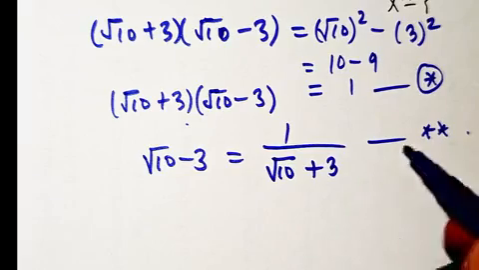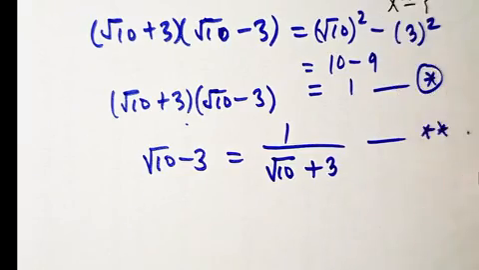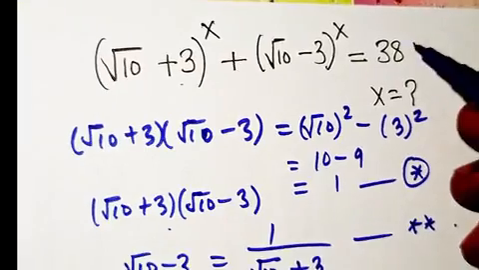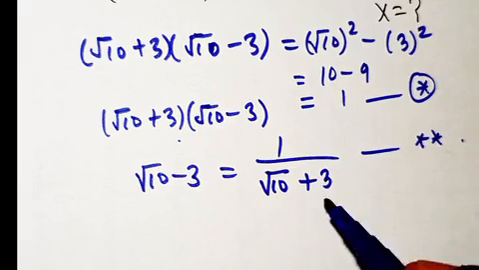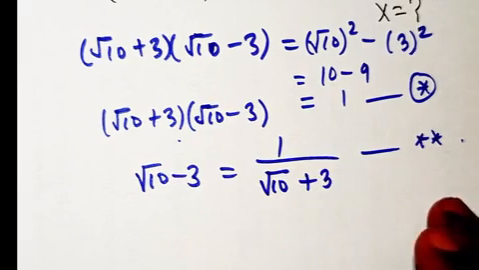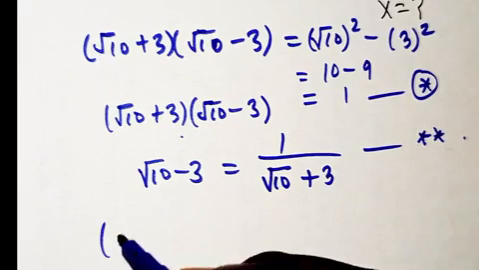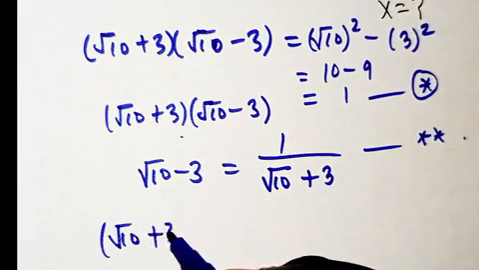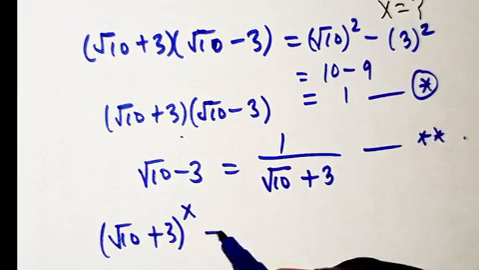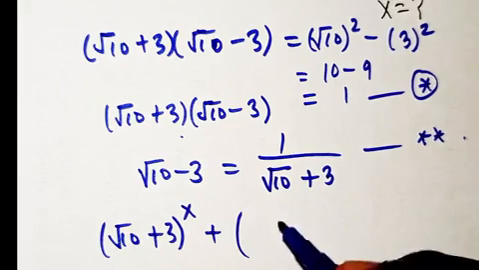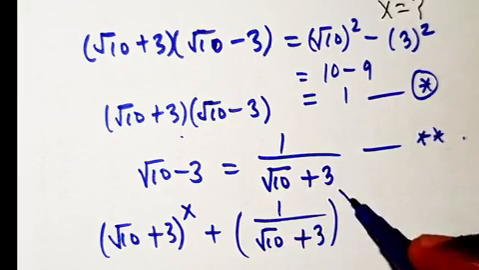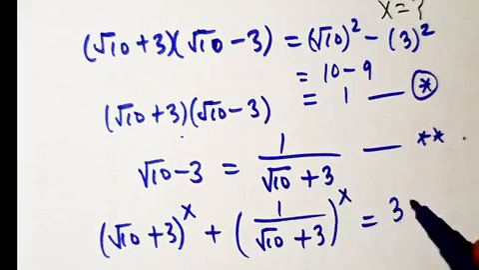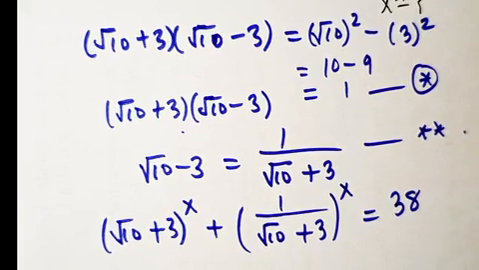We are going to plug in this star into what? Into the main given problem. So anywhere we say root 10 minus 3, we're going to replace it with 1 over root 10 plus 3. So we have (root 10 plus 3) to the power of x plus (1 over root 10 plus 3) to the power of x equals 38, right?